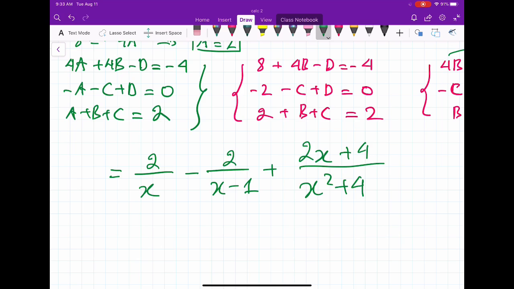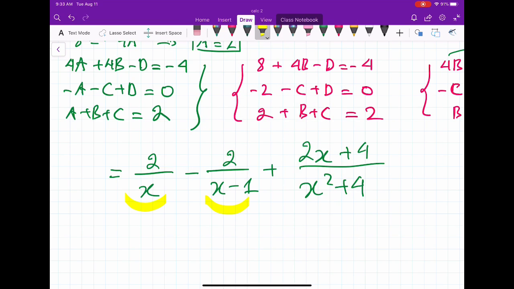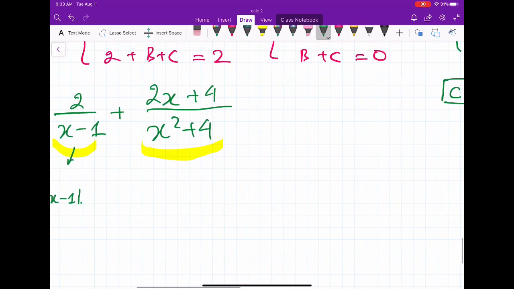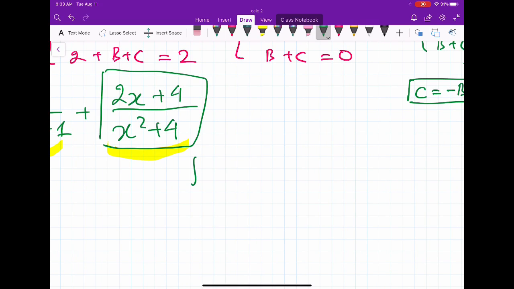You have this function, perfect, but you still need to integrate, right? This function is okay, it's easy. This is also easy, so we need to care about this guy. Let me write here. If I take the antiderivative, I can write 2 ln of absolute value of x, this guy is minus 2 ln of x minus 1. Okay, so we need to find the antiderivative of this function. That means the integral of 2x plus 4 divided by x squared plus 4 dx.